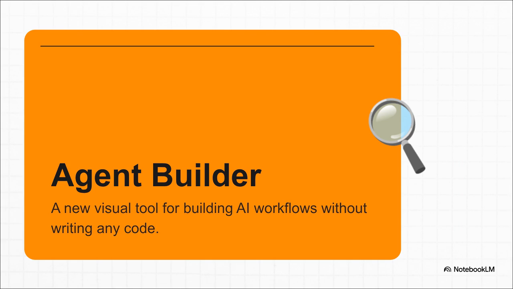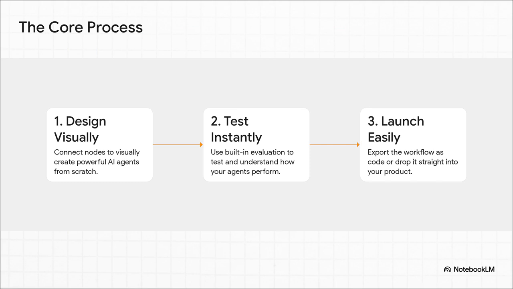So, the tool we're using for this magic trick is called Agent Builder. Just imagine a big visual canvas, kind of like a whiteboard, where you can connect different AI models, or nodes, to build your very own custom AI agent. It's all about helping you create, test, and launch some pretty complex AI workflows, but doing it all visually and, honestly, incredibly fast.